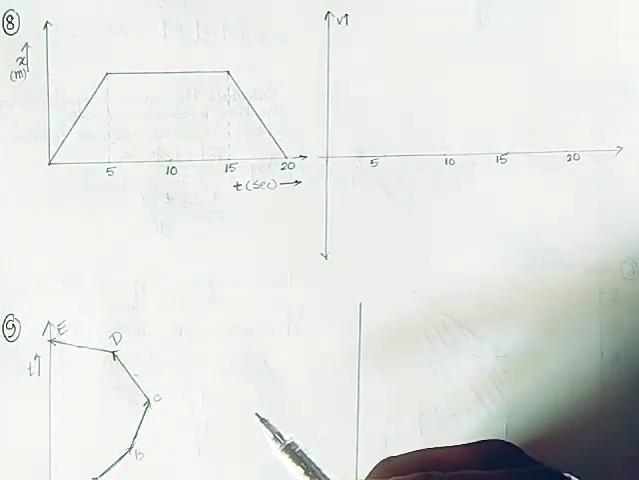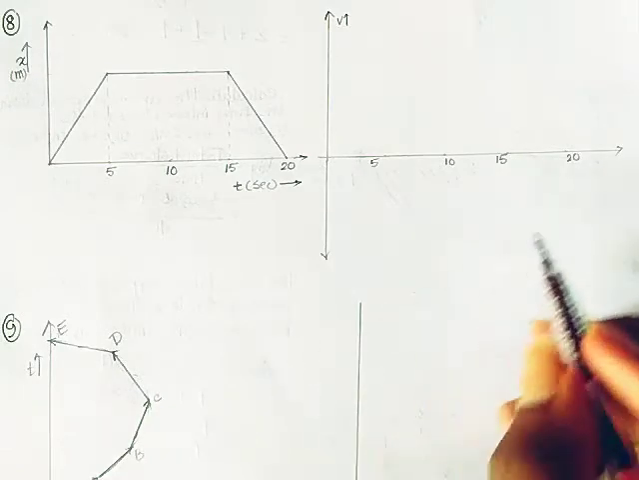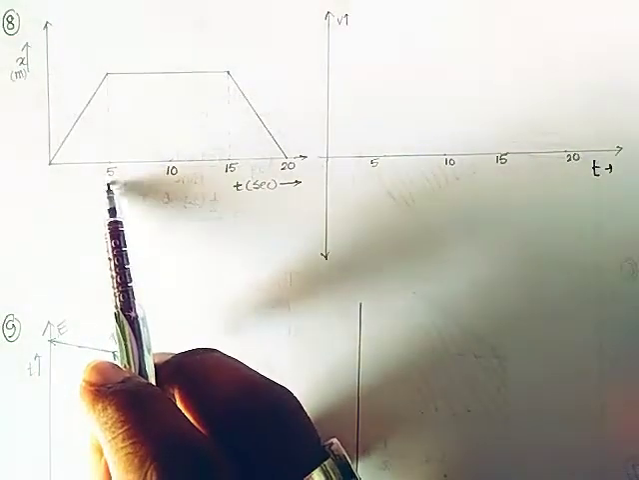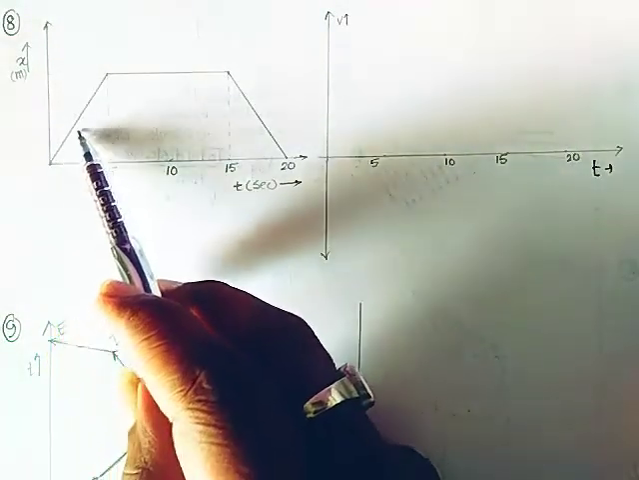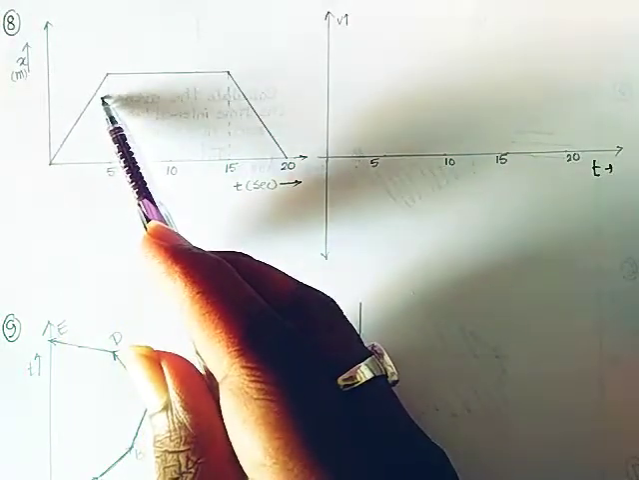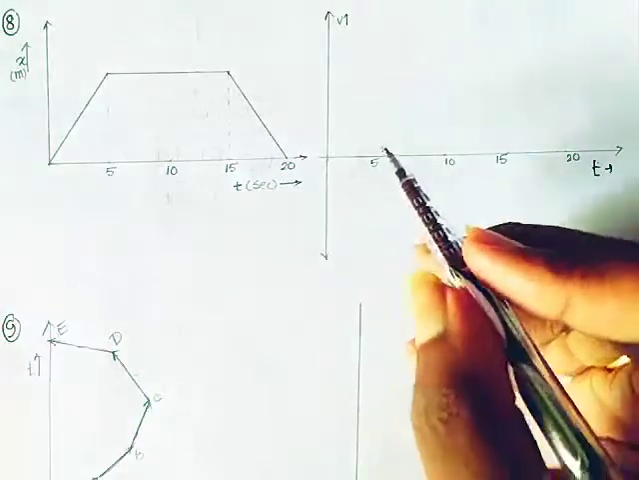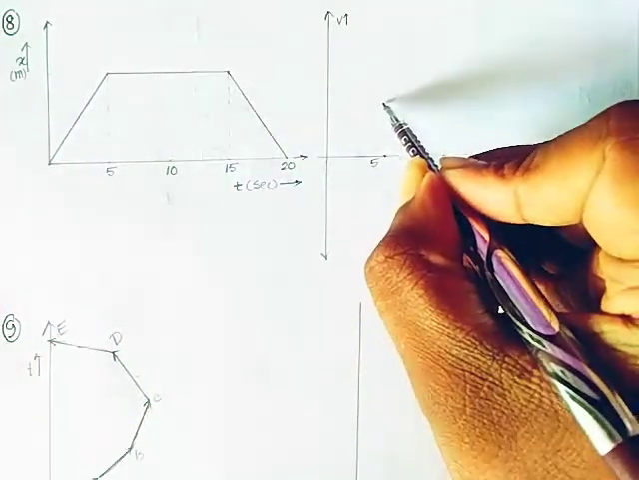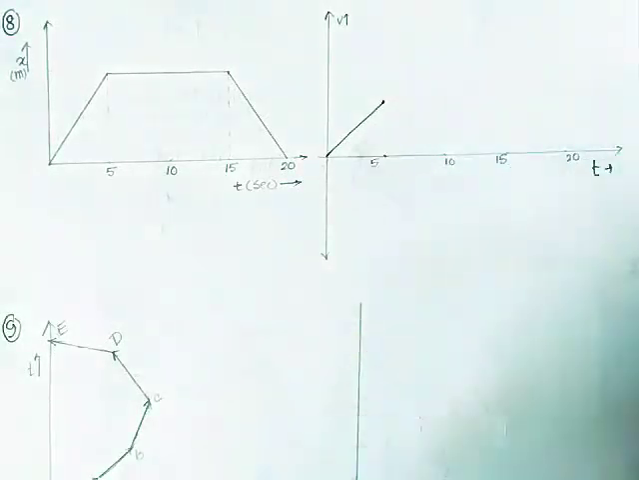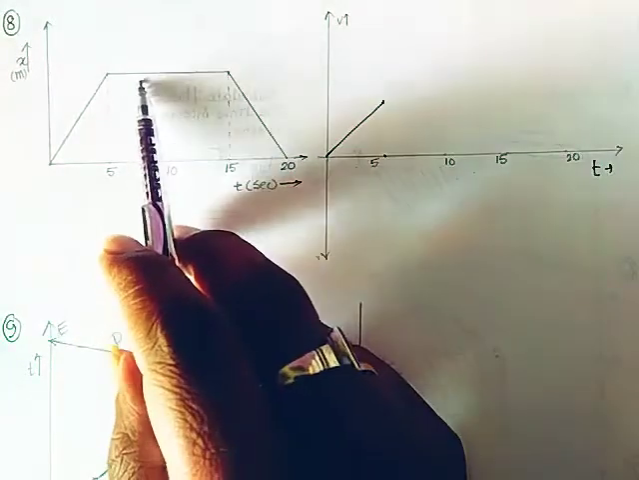So you can say it is a displacement versus time curve, and from it we have to find out the velocity versus time curve. The scaling is done 0 to 5. The displacement is continuously increasing. If I take the slope here, the slope is continuously increasing, so the velocity is increasing from 0 to 5 seconds.